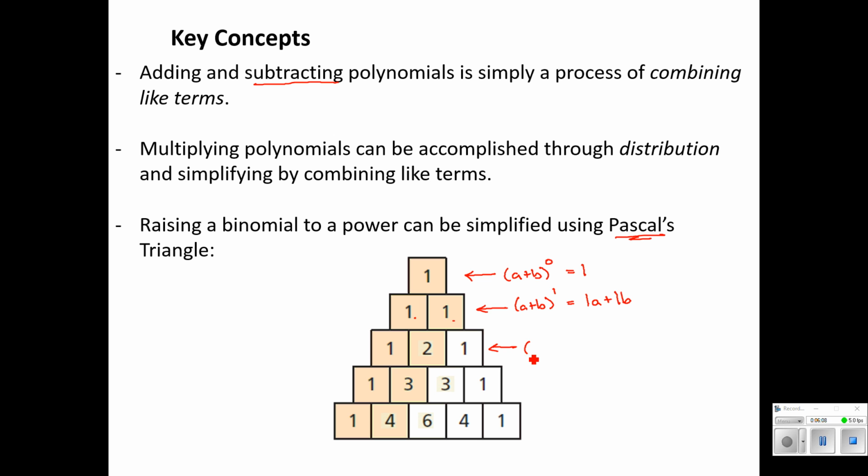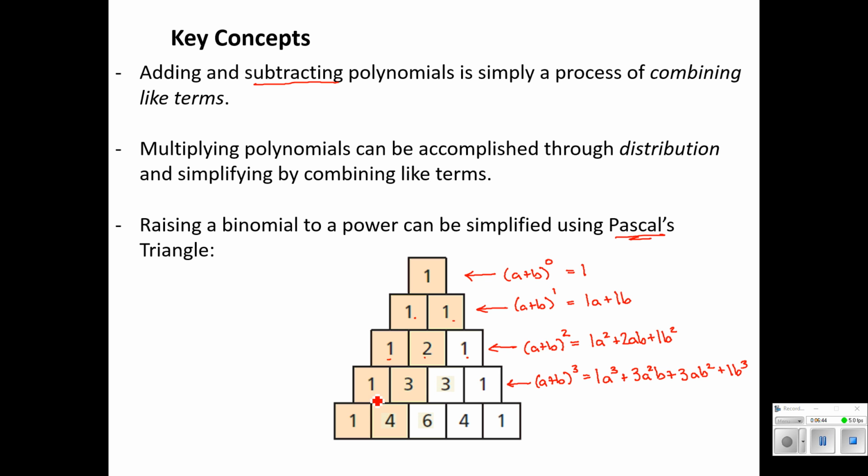Then the next row represents a plus b, or any binomial really, to the 2nd power. I have 1a squared plus 2ab plus 1b squared. That's where the 1, 2, and 1 come into play. And the next row, we compare this to number 4 in our introduction. If I have a plus b to the 3rd power now, I would have 1a cubed plus 3a squared b plus 3ab squared plus 1b cubed.